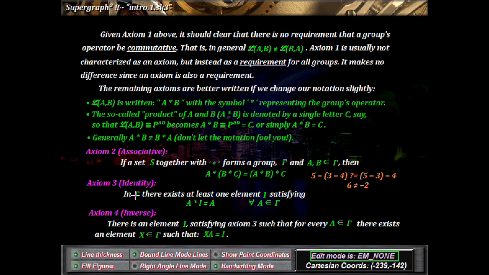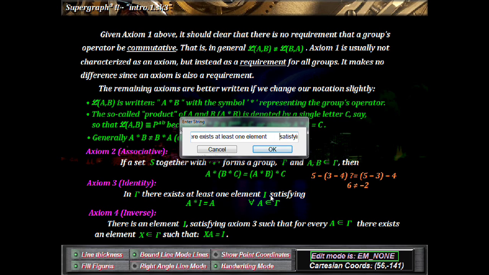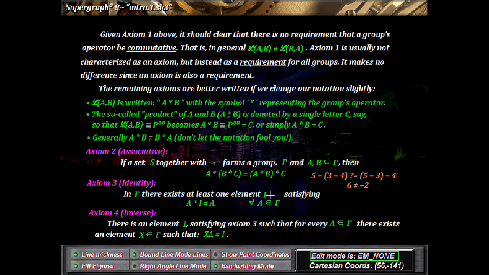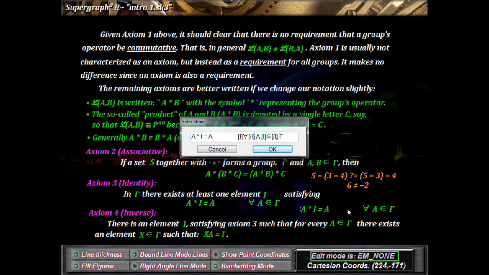Now here I'm just starting with gamma. So if we have a gamma, a group, then the next requirement is that there exists, I should say, within gamma, at least one element in the group. Okay, so this will be explicit. I want to get this element thing.